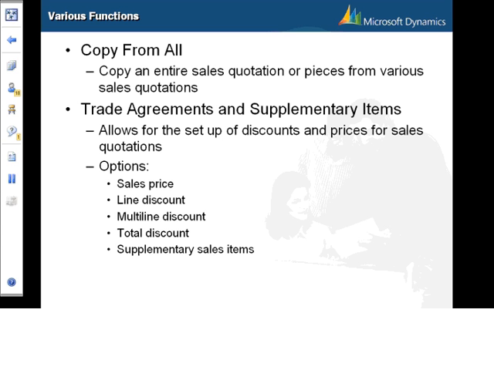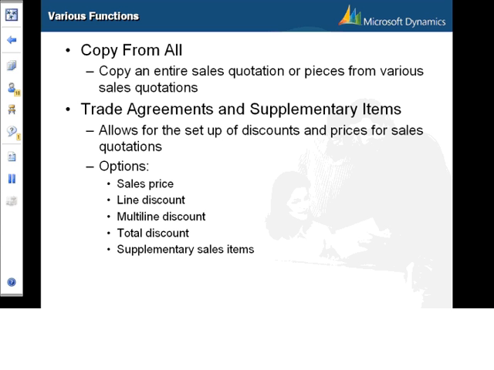Line discount. The customer receives a discount if the quantity on a sales quotation line meets the minimum quantity required by the agreement. Multiple discounts. This discount works the same as the line discount, with one difference. The customer receives a discount if the quantity on all the applicable lines in a sales quotation meets the minimum quantity required by the agreement. And total discount, the customer receives a discount on the whole quotation.